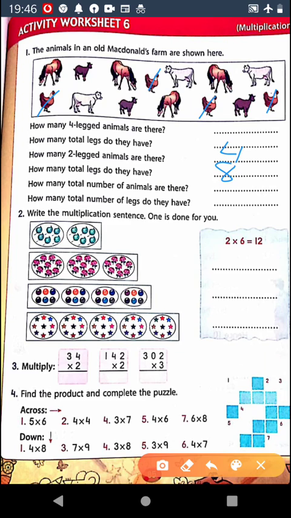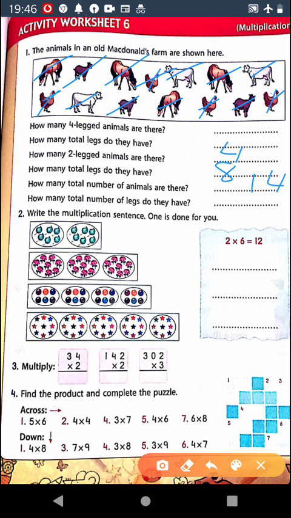Now how many total number of animals are there? Now count the total number of animals. We have 10 four-legged animals and 4 two-legged animals. So total number of animals would be 14. 10 plus 4 is equal to 14. Otherwise you can count also. 1, 2, 3, 4, 5, 6, 7, 8, 9, 10, 11, 12, 13, 14.